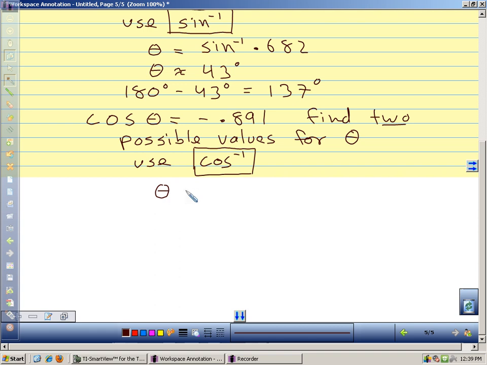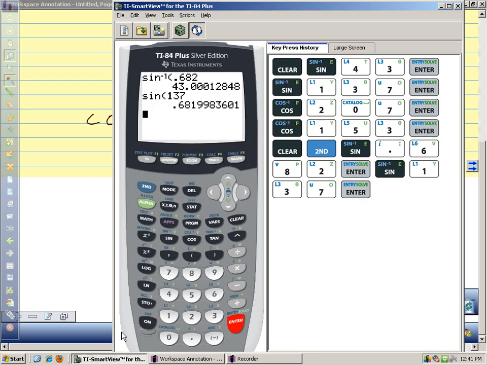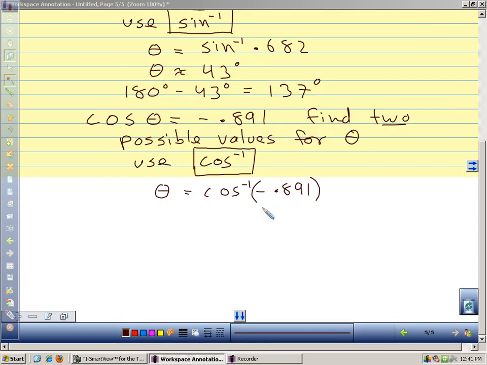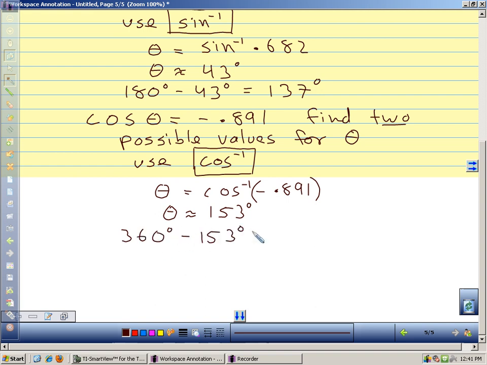So we're going to say that theta is the inverse cosine of negative 0.891. Plug that into my calculator. Inverse cosine of negative 0.891, and I get about 153 degrees. So theta is about 153 degrees. The other possible value is 360 degrees minus 153 degrees. That equals 207 degrees.